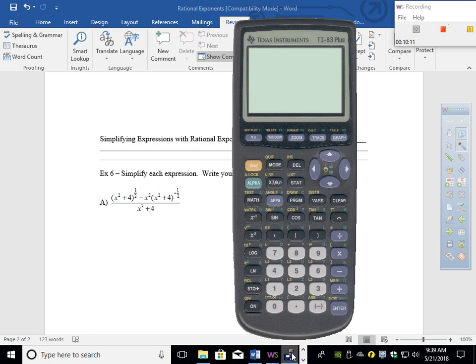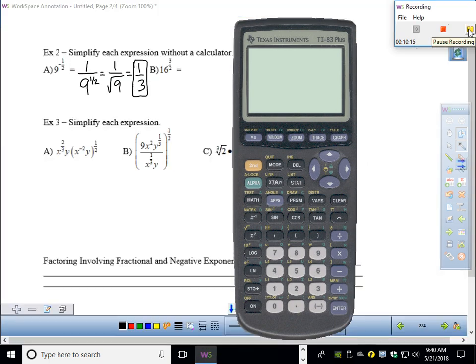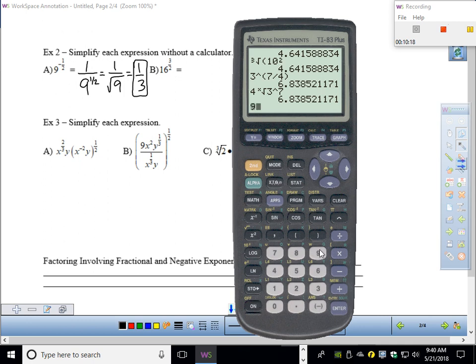Okay, so, all right, perfect. Got that right there. And I'm going to go ahead and just type in 9 raised, and again, I need parentheses on that, to the -1/2. And then just enter. And as you can see, it's 1/3. Awesome.